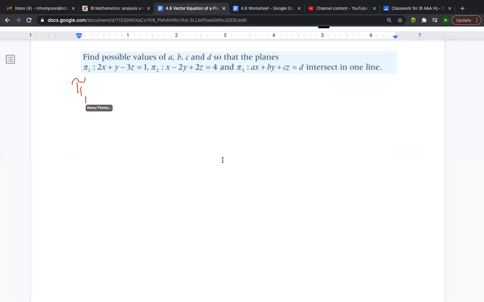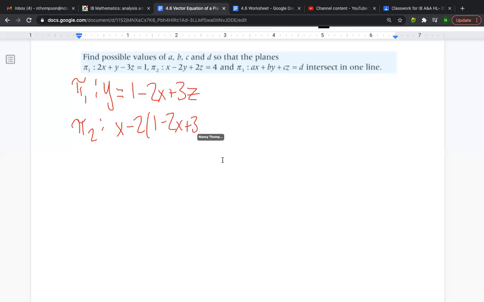So when I use plane 1, I have that y is equal to 1 minus 2x plus 3z. Now, in theory, you could solve for any variable, any way that you want to. You just get better practice once you do it more often. Looking at plane 2 now, I can plug in those values. So now I have x minus 2 times the quantity, instead of y, I'm going to plug in what I just solved for, 1 minus 2x plus 3z, plus 2z equals 4.